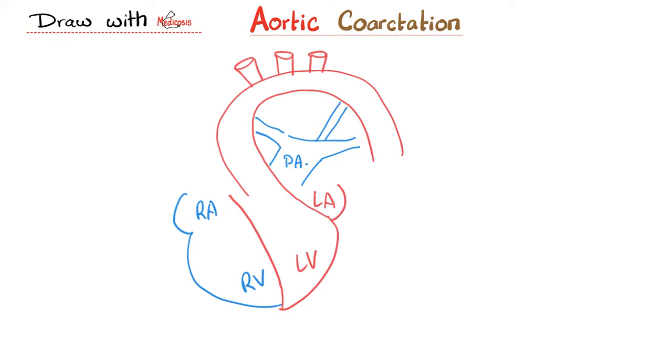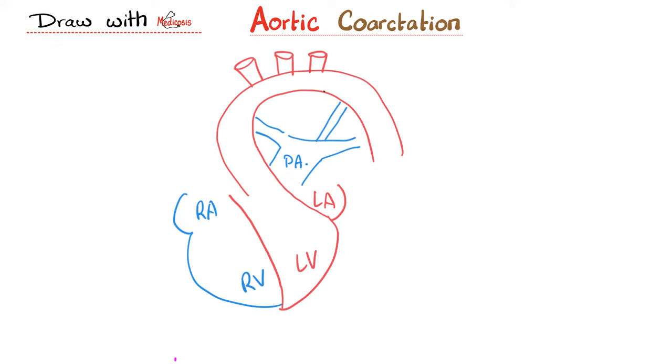During embryological development, blood flows from the right side to the left side because the pressure here is greater than the pressure there. So the flow goes this way. Now, what happened after I'm born and take the first breath? This ductus arteriosus will close and become ligamentum arteriosum.